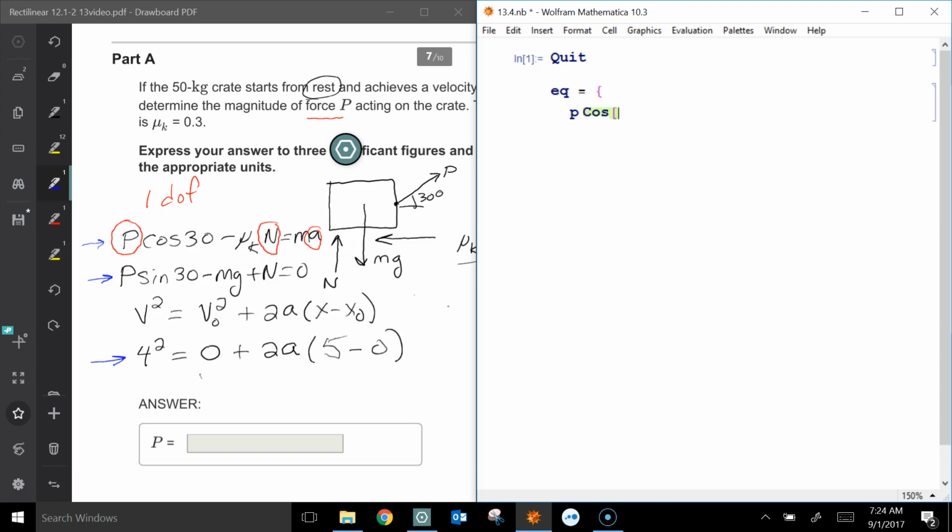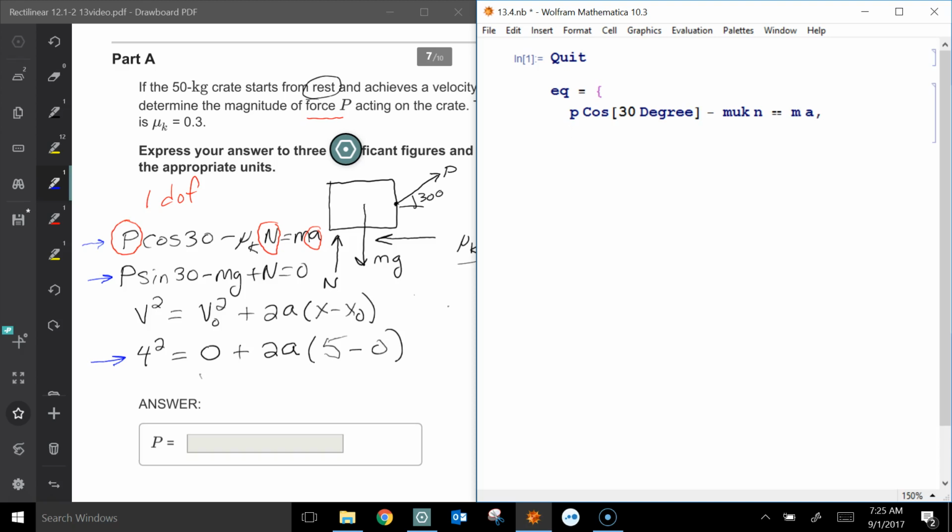Cosine is built in, it knows it, so I start off with a capital C for the cosine. Mathematica always uses radians and not degrees, so if you want to convert the 30 into degrees, you use the word Degree, 30 Degree. Mu k times n. I shouldn't use a capital there. I'm just using spaces instead of the stars for multiplying. And then this is an equation, so you have to use 2 equal signs. Mass times acceleration.